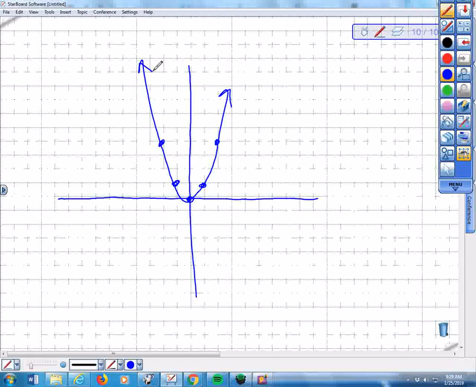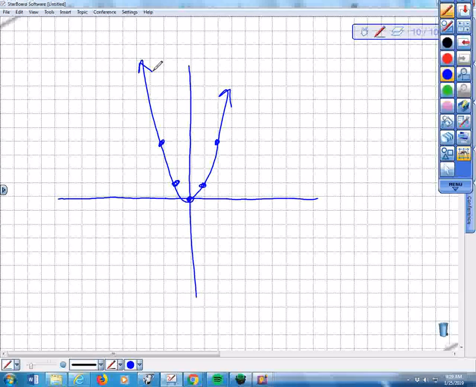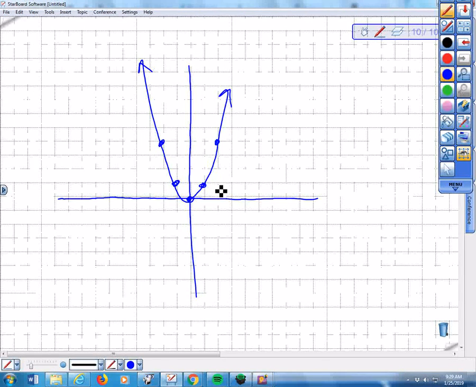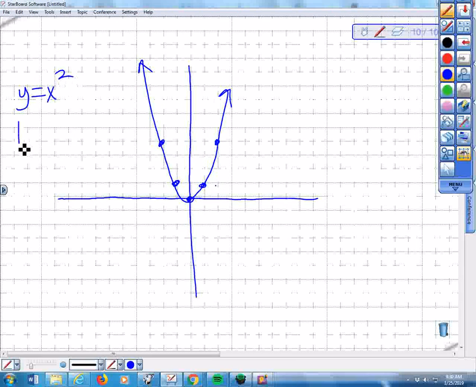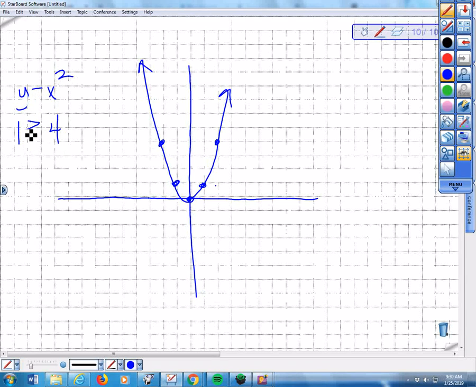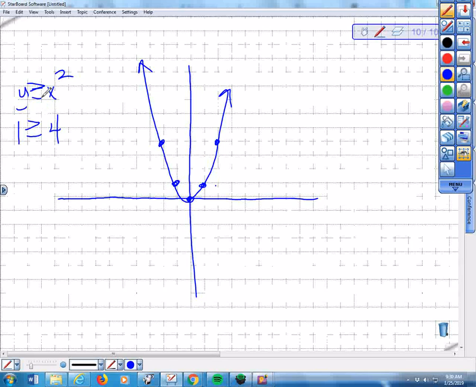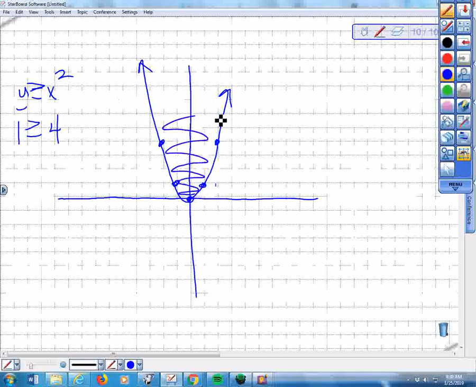Where's the shading? Well, I can't use 0, 0. I can't use 1, 1. So let's use 2, 1. Let's use this point. So y equals x squared is what I start with. I'm putting 2, 1 in it, and I want to see if it's greater than. Is 1 greater than or equal to 4? No. This point is not included, so the shading happens inside.